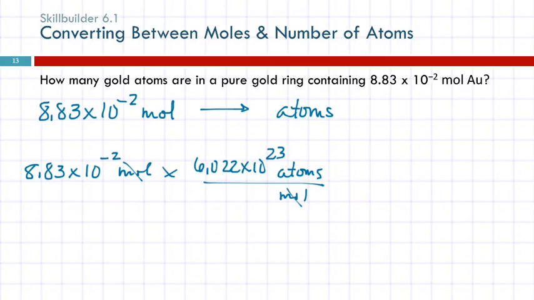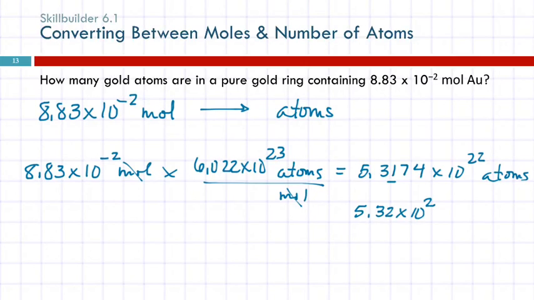So I've got 8.83 EE minus 2 times 6.022 EE 23 equals. Looking at my starting number, this should have 3 sig figs, 5.31, that's my third sig fig, 74 times 10 to the 22 atoms. And rounding that will give me 5.32 times 10 to the 22 atoms.